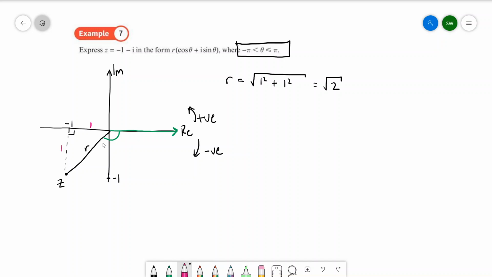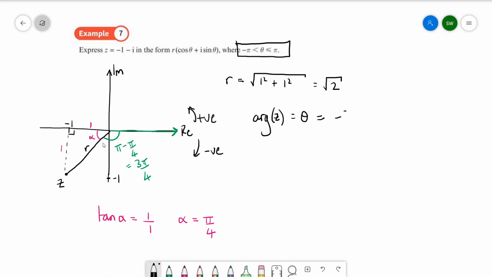So the way that I'm going to find that angle is I'm going to find this angle first, which I'm going to call alpha. Using this right angle triangle that I drew, I know that tan alpha is equal to opposite divided by the adjacent. So if I work out what alpha is, it's pi/4. Then I know that this green angle here is going to be pi minus pi/4, which is 3pi/4. So I know that theta, therefore the argument of z, is going to be equal to minus 3pi/4. That's because I've moved in the negative direction by an angle of 3pi/4.